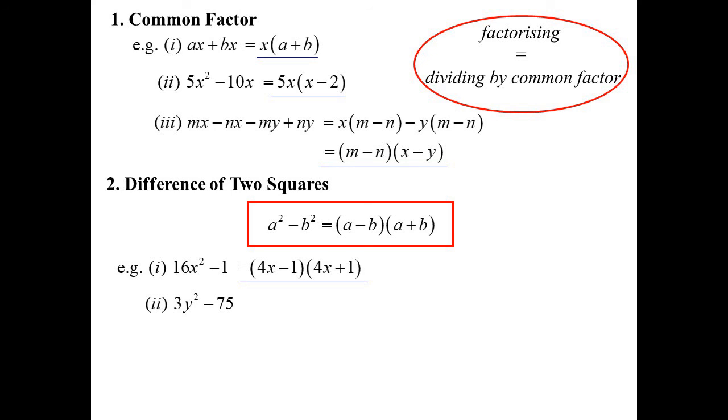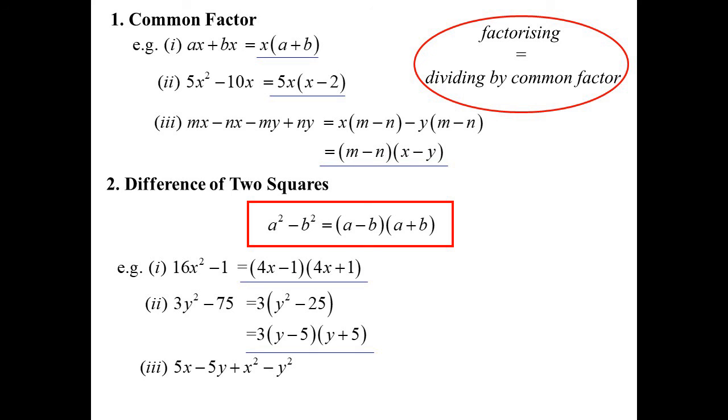3y squared minus 75, you go, oh, hang on. No, they're not perfect squares. Always look for the common factor first. There is a common factor there of 3. When you pull the 3 out, now you're left with a difference of two squares. That's why you always look for that common factor first. And now we've got the y minus 5, y plus 5.